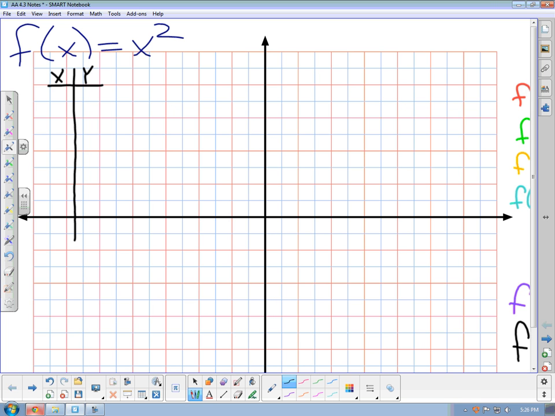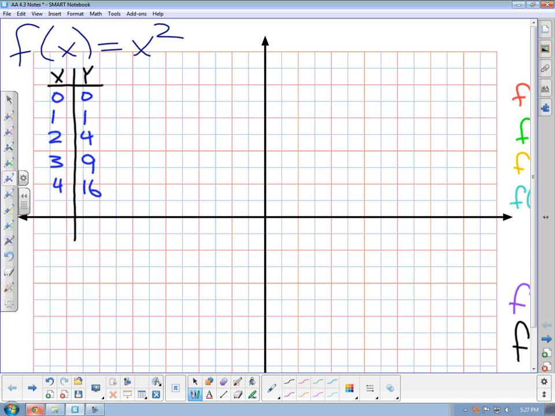All right, welcome back. So here is what we have. If you choose 0 and substitute it in, you will get 0. If you choose 1 and substitute it in, 1 squared is 1. When you substitute 2 in, 2 squared is 4. When you substitute 3 in, 3 squared is 9. 4 is 16. 5 would be 25. 6 is 36, and so on and so forth.